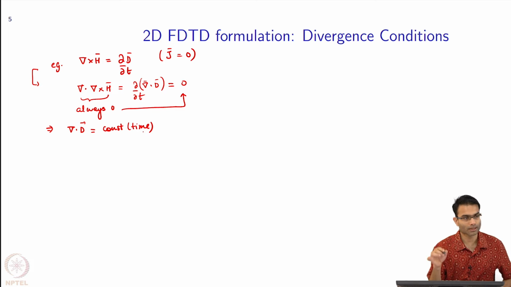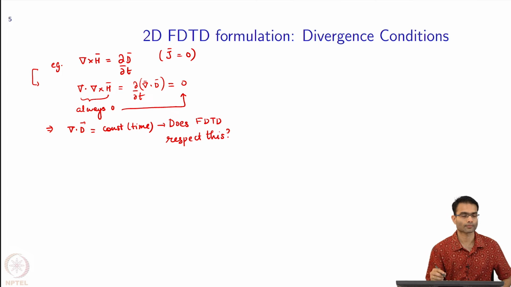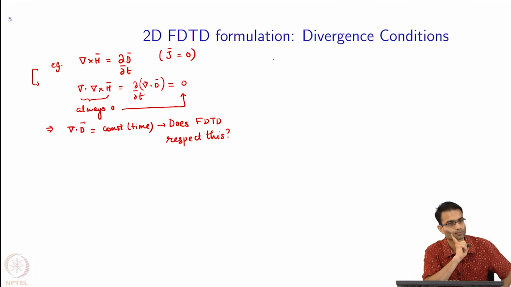But now let us look at the update equation that I have written. So the question is this, does FDTD respect this? That's the question we are asking. Yes, the other equation will tell me what is the value of this del dot D, for example rho, right? But rho may or may not be a function of time, that depends. But under these conditions, this is what Maxwell's equations are telling us, just take a divergence.